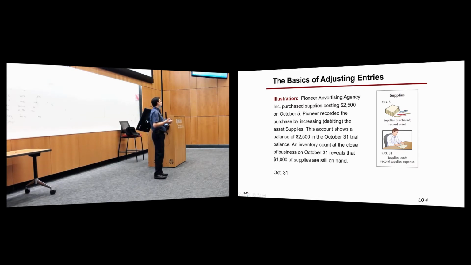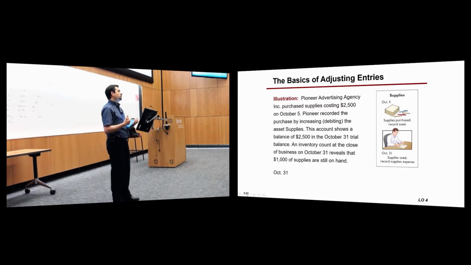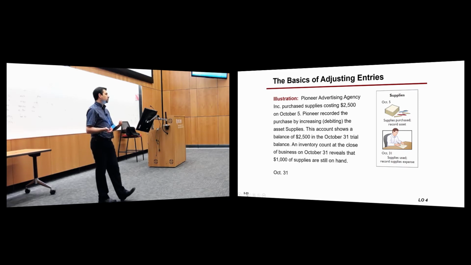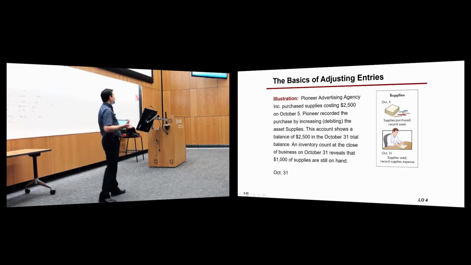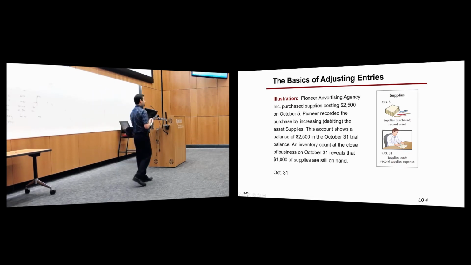whatever supplies they still have. They do the inventory for their supplies. And they see that they still have, for example, 80 pencils. So at that time, how many pencils did they use? We know that they had 100. They still have 80. So how many did they use? 20 pencils.